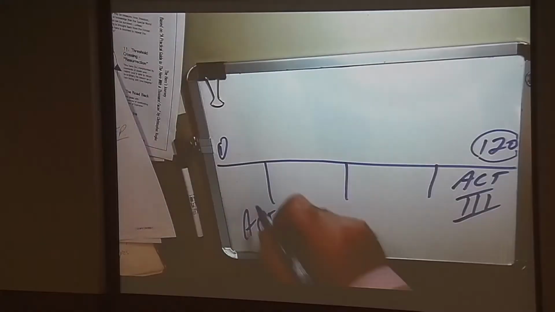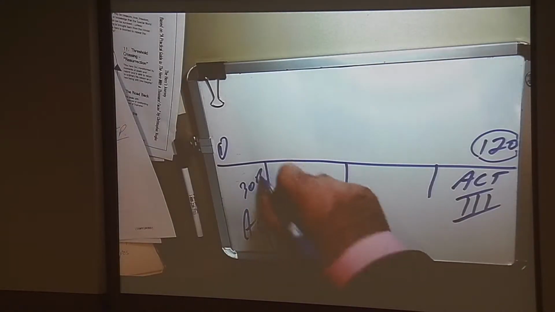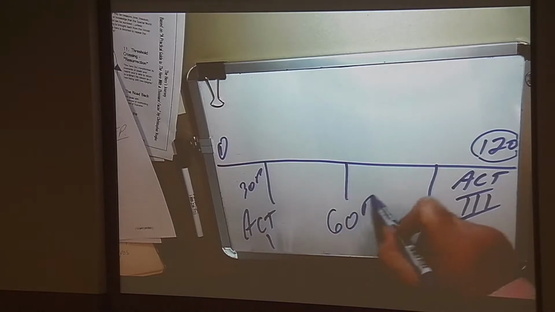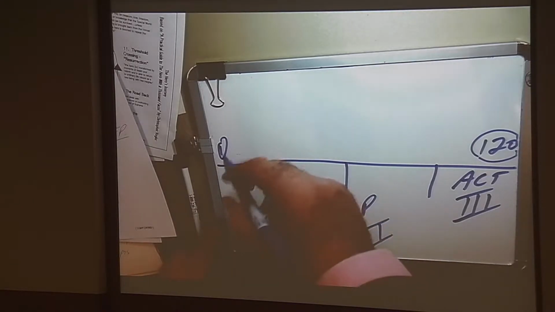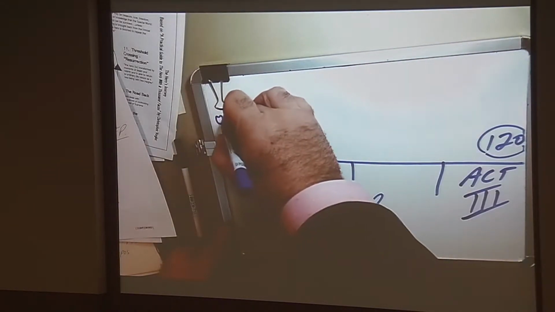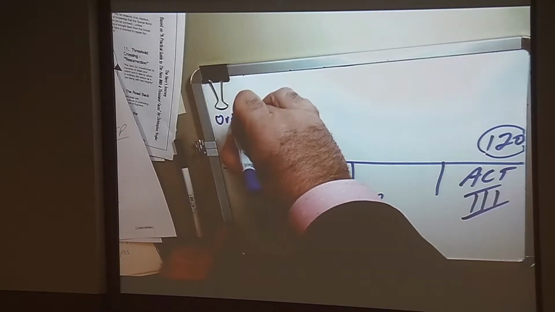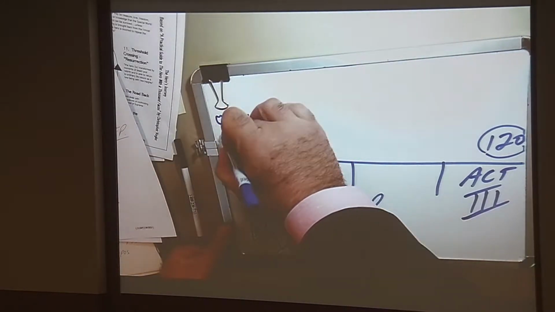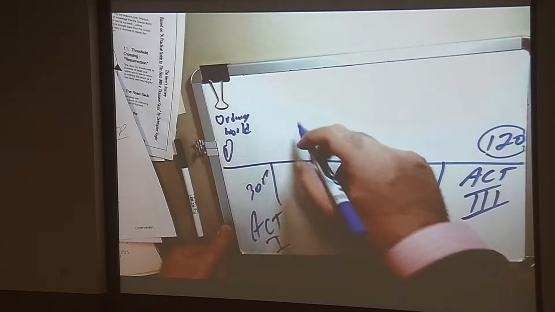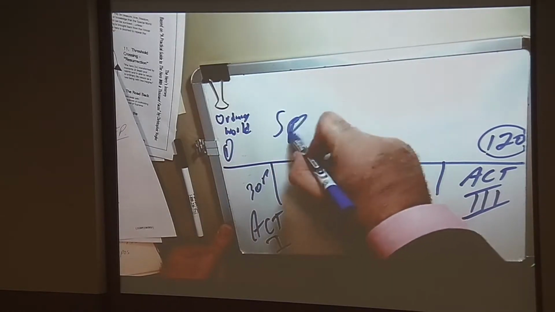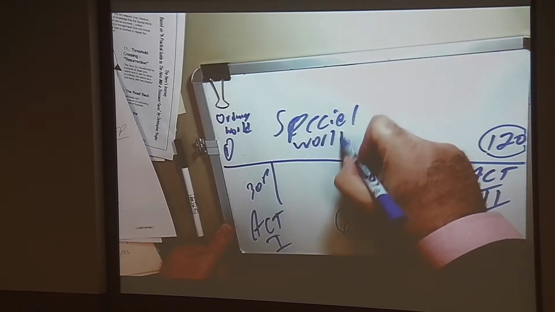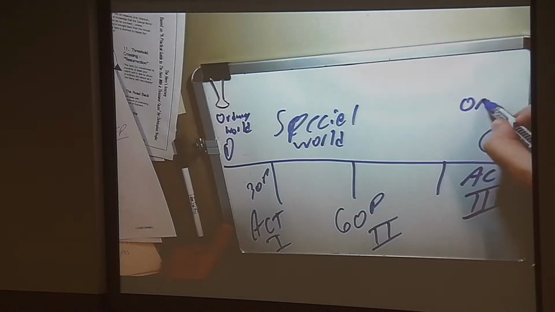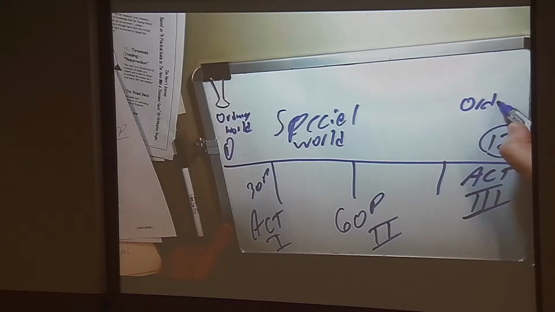Act 1, 30 pages. 60 pages, Act 2. Act 3. We start in the ordinary world here. We go to the special world of Act 2. And then we are back in the ordinary world for Act 3. But we're changed.